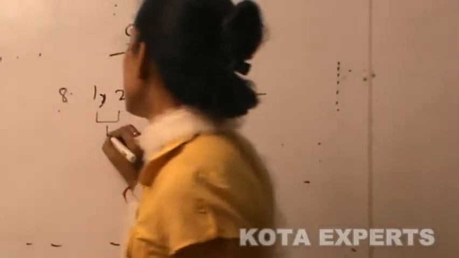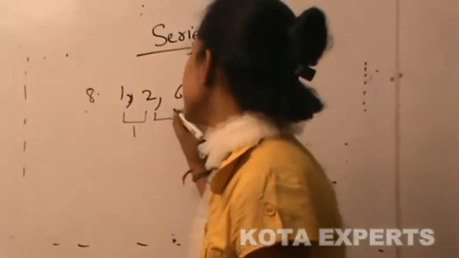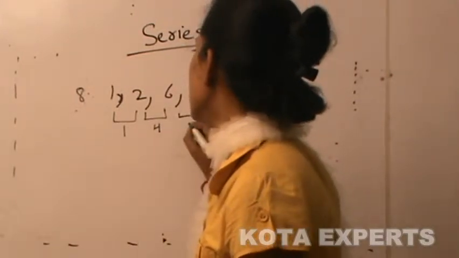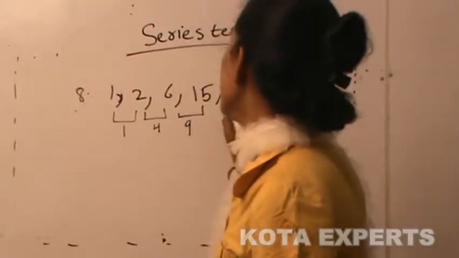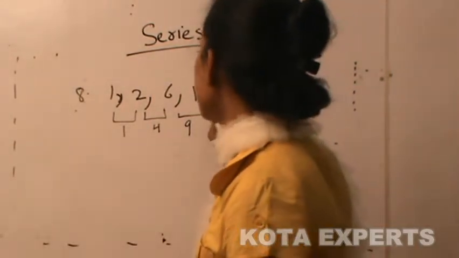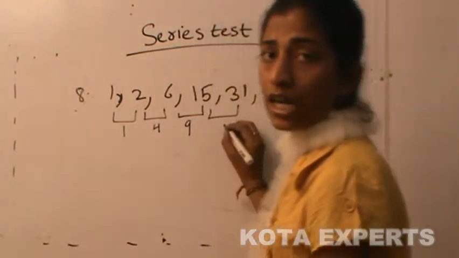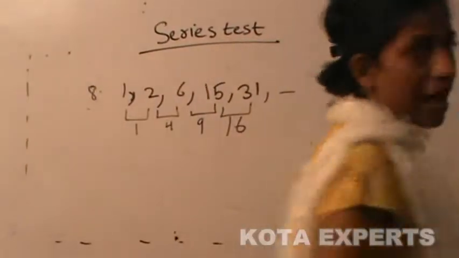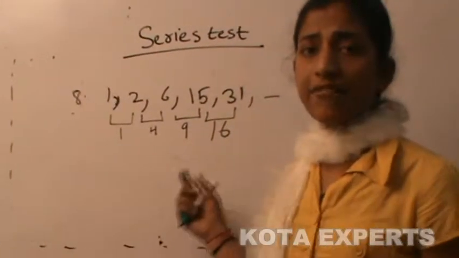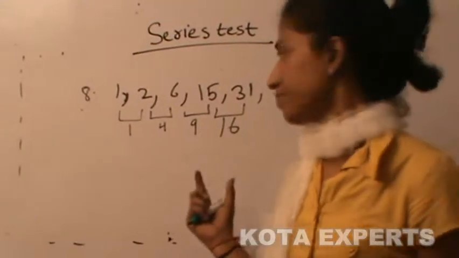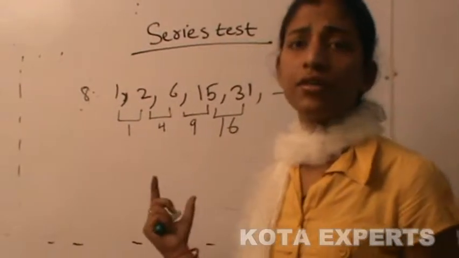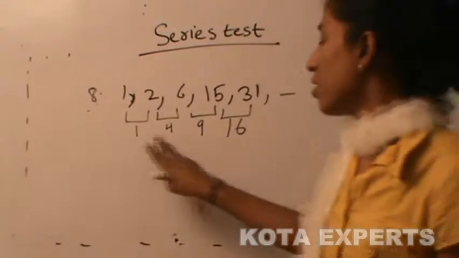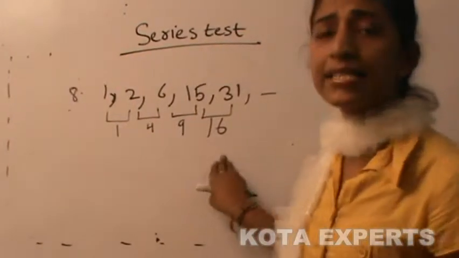The difference is 1. The difference is 4. The difference is 9. The difference between 31 and 15 is 16. Does this difference follow any pattern? Think about it. 1, 4, 9 and 16.